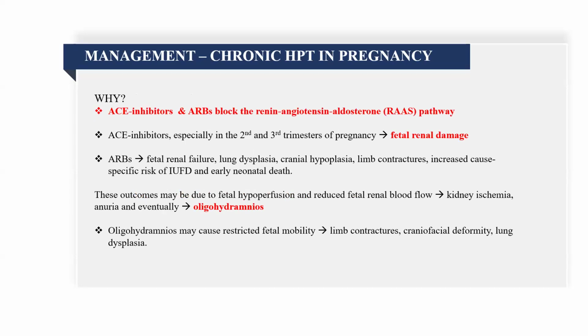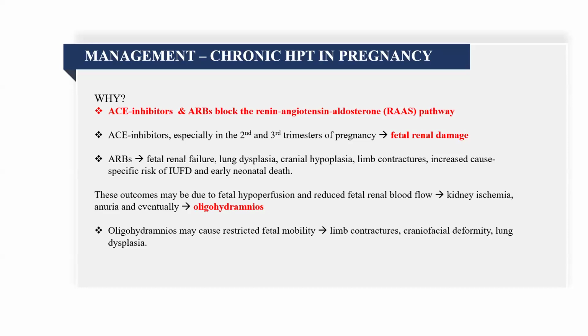Especially for ACE, its effect is more seen in the second trimester because we all know that the fetal kidneys start forming and they become fully functional around 16 weeks. That's the beginning of the early phase of the second trimester. So when they are taking these medications around that time, you end up having fetal renal damage. ARBs don't just cause fetal renal damage, but they go all the way to cause lung dysplasia, cranial hypoplasia, limb contractures. There's an increased cause-specific risk of IUFD and early neonatal deaths in patients who are taking ARBs all the way into the second trimester and even the later trimesters.